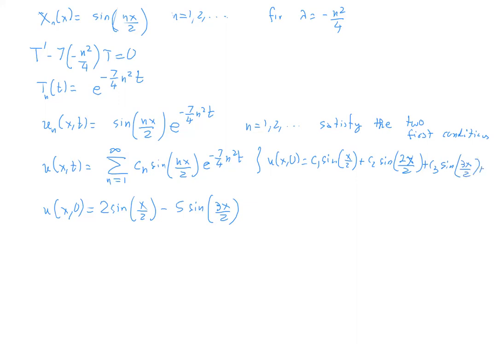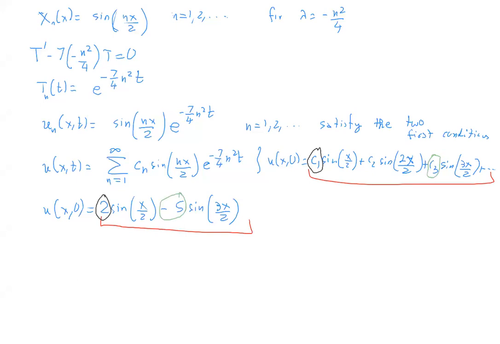Okay, so basically what we're saying is that this has to be equal to that. How can you possibly achieve this? This c1 will have to be equal to this, and this c3 will have to be equal to -5. And everything else will have to be 0.